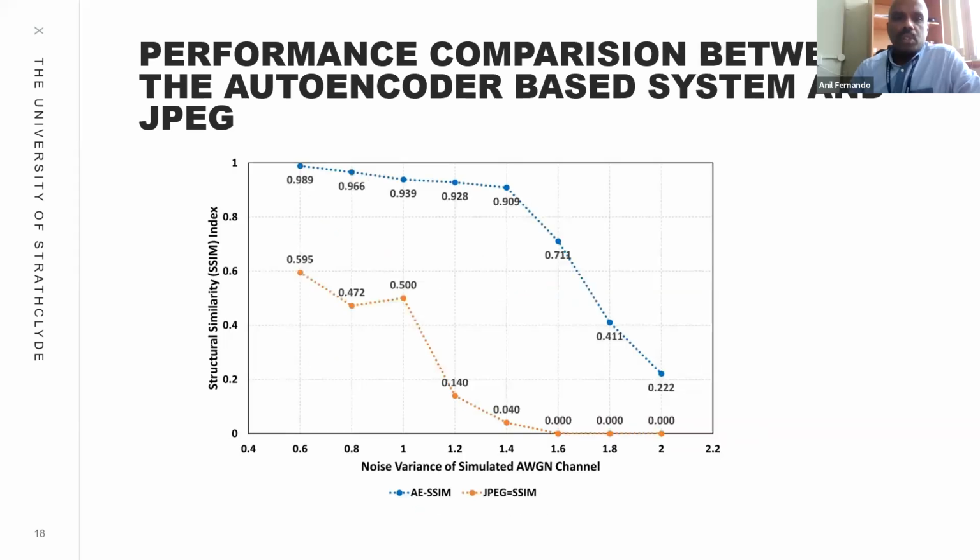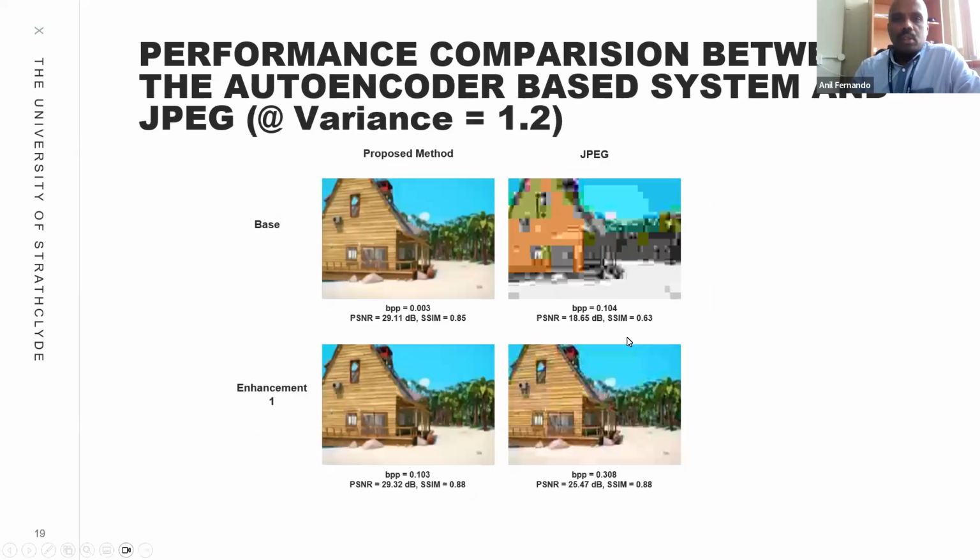The same performance can be observed for SSIM as well. Actually, the SSIM performance is much better than the PSNR. You can see the proposed system has much higher robustness compared to JPEG for all different noise levels. And these are some visual representations of the images.